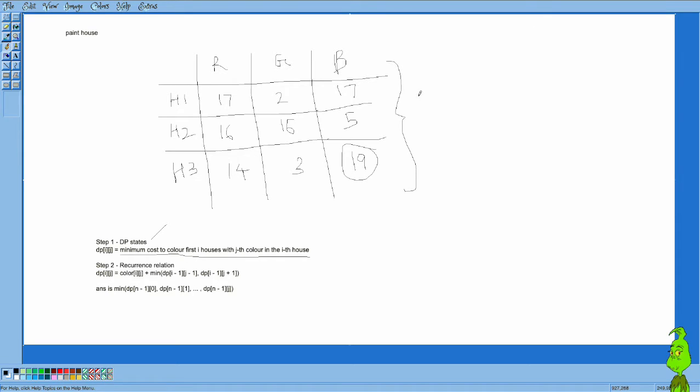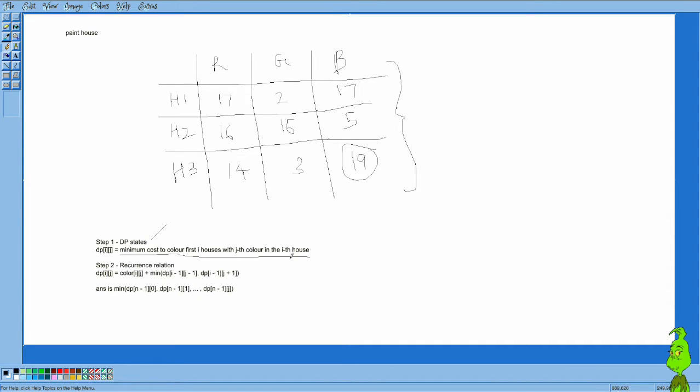I have considered that there can be another color, but here there is no other color. So here I have taken only 2, because there are only 3 colors, so if I don't take this color, there are remaining 2 colors. But if there are, let's say, m number of colors here, then you can take the minimum of all, except the one directly above it, and then add this value. So this is dpij, and the answer is the minimum of all these dpij.